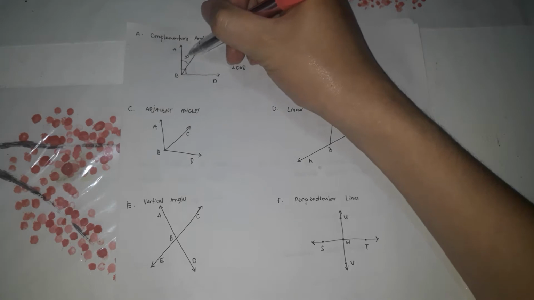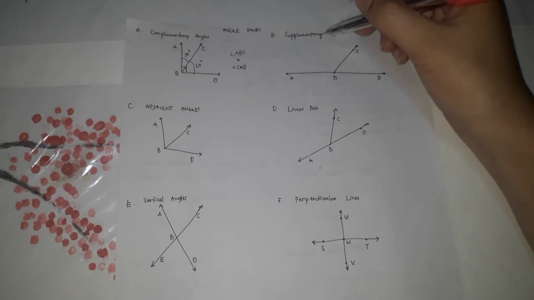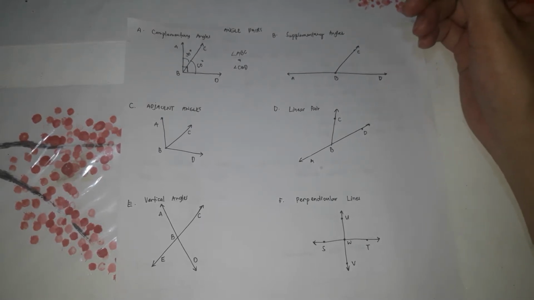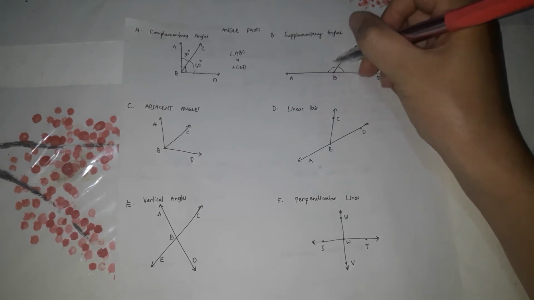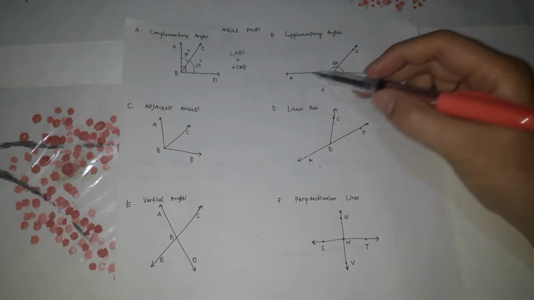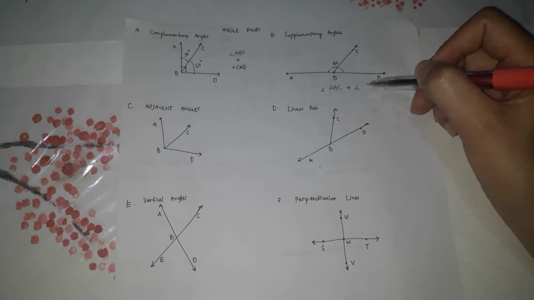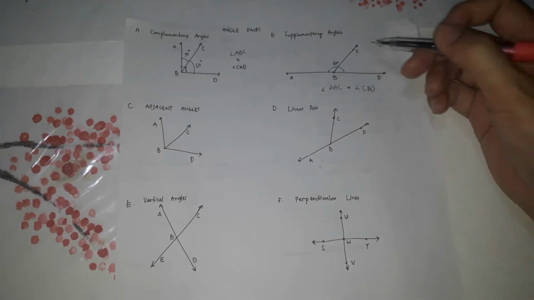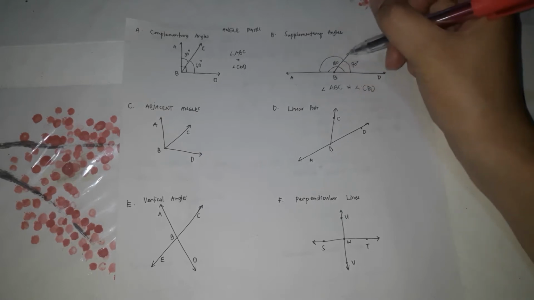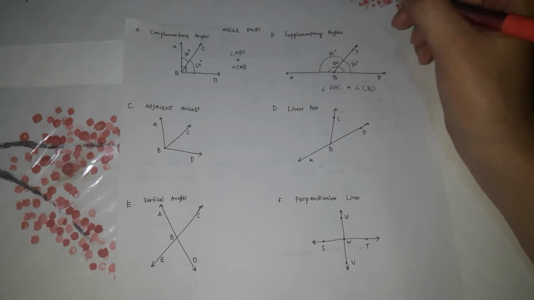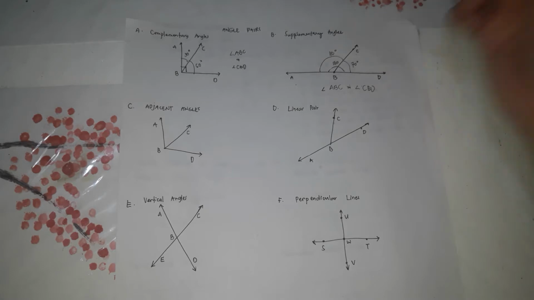If this is 30 degrees, therefore this is 60 degrees. So that's complementary angles. Supplementary angles are two angles which form 180 degrees. So for this one, if this is 180 degrees, so they are supplementary. Angle ABC and angle CBD are supplementary. Example, if this is 70 degrees, therefore this angle is 110 degrees because they are supplementary, so therefore 70 plus 110 is 180.